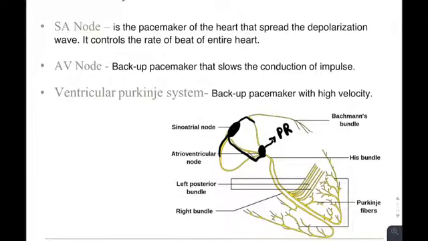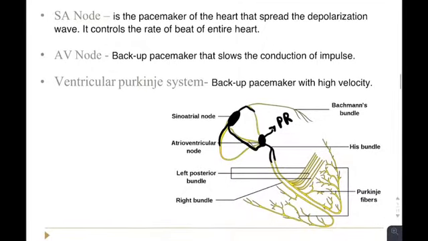After that, we have the bundle of His, and the bundle of His gives us two main branches, one on the right and one on the left, for the right ventricle and the left ventricle. And just to notice something, we have many more branches in the left than in the right, because of the greater muscle mass in the left ventricle than the right ventricle. Finally, we have the Purkinje system, which is also a backup pacemaker with high velocity.